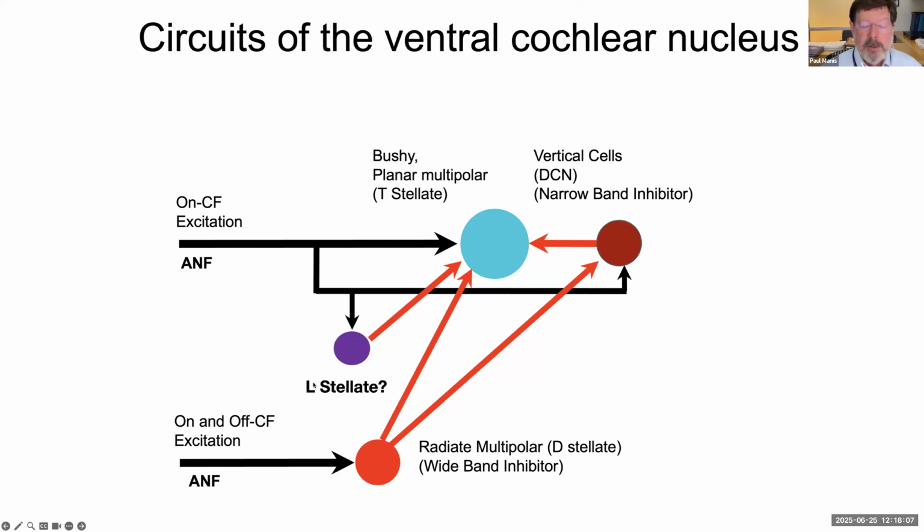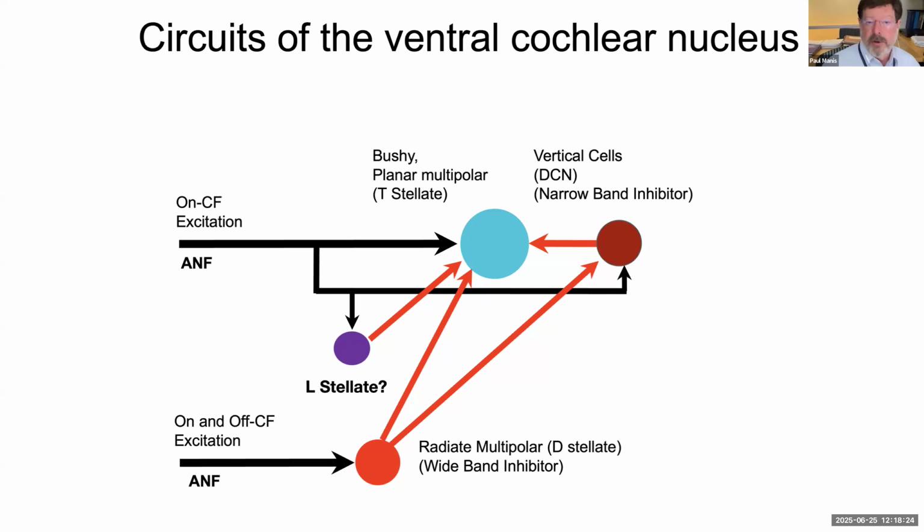There's another set of inhibitory interneurons in the VCN that I didn't talk about. These are called L-stellate cells because they're local stellate cells. They're small multipolar neurons, and they also provide inhibition, and their function within the circuit is really not fully understood.